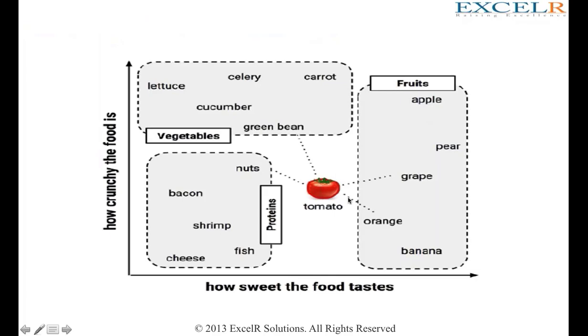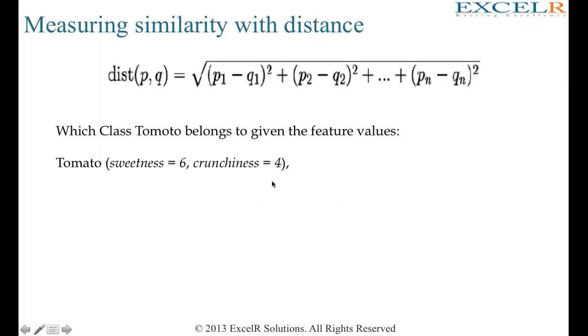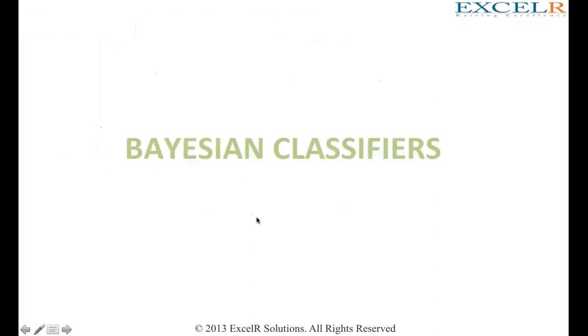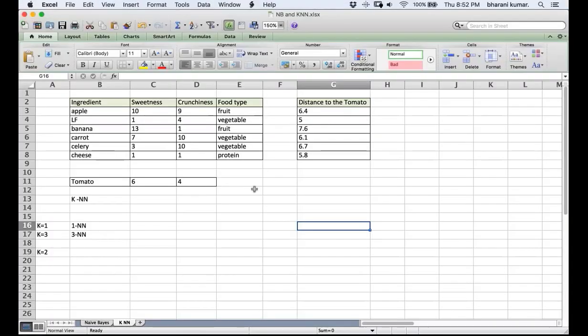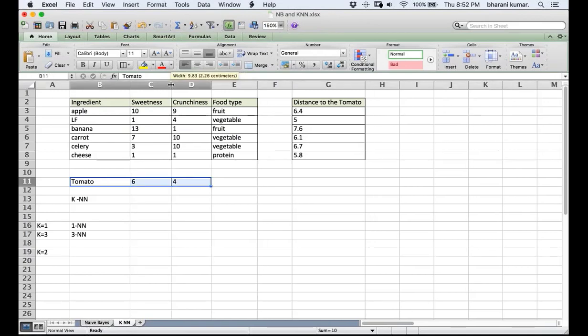You need to find out how close tomato is to the other ingredients. And how do you calculate the closeness? Using Euclidean distance. This is the Euclidean distance formula. So let me practically do this and show it to you so that things fall in place. This is the data that we were discussing. You have the ingredients, the sweetness, crunchiness, and the food type. And you have this new ingredient, tomato, which has sweetness as 6 and crunchiness as 4. Now, which class would we assign this to? Would you assign this to fruit, vegetable, or protein?